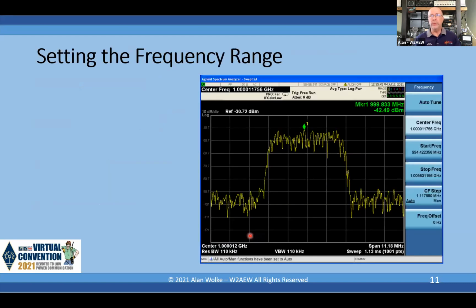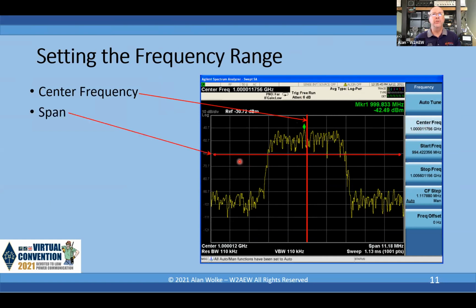So we want to set the frequency range. Typical screen on a spectrum analyzer might look like this. The center frequency is obviously the frequency at the center of the display horizontally. There's the center frequency setting. The span sets the total span around that center frequency and centered on that center frequency.